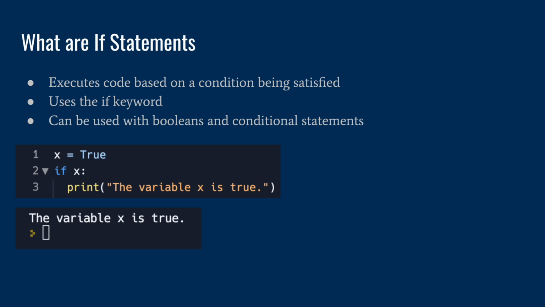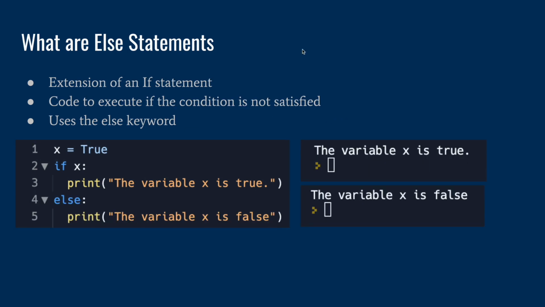And if statements can also be used with booleans and conditional statements both. For example, in the example below, we are using an if statement with a boolean. So the x variable is assigned to true, and we are saying if x, so this basically means if x is true, then it prints the statement. And as you can see, since x is true, the statement is printed.